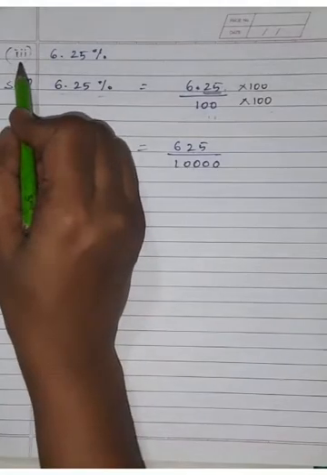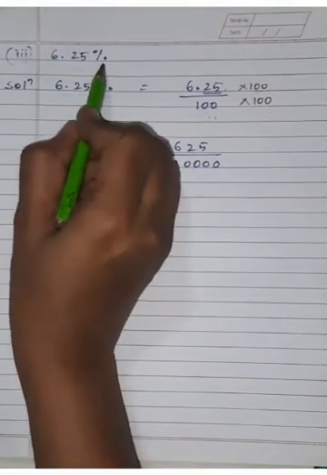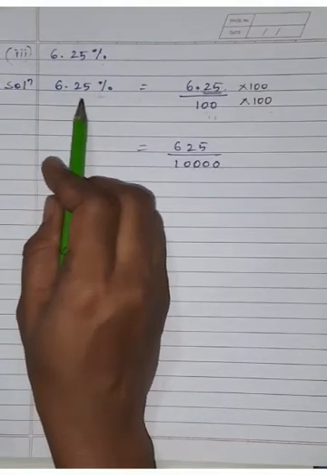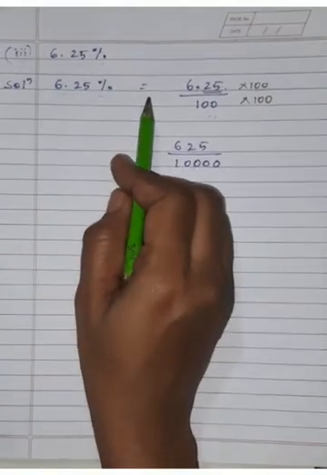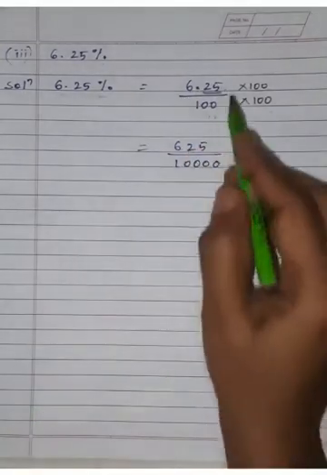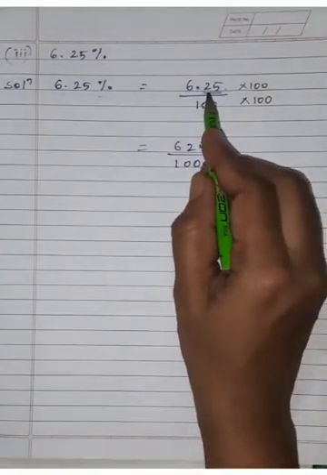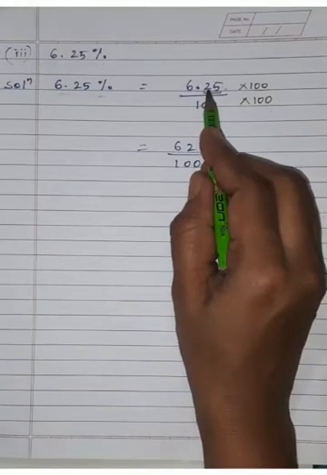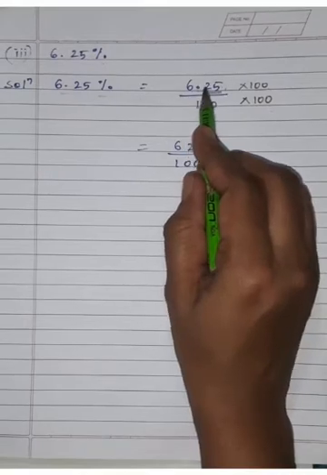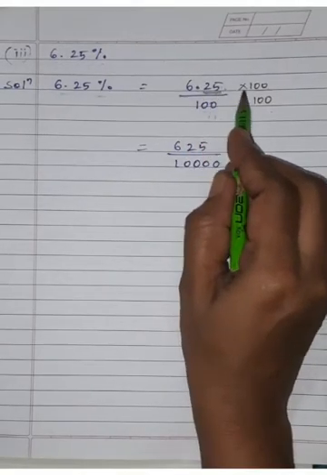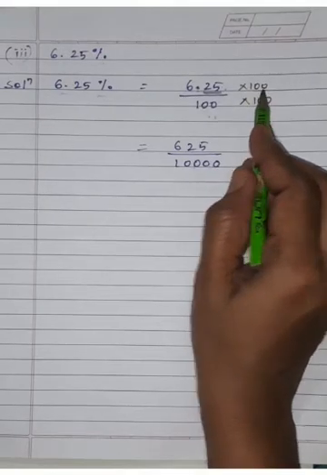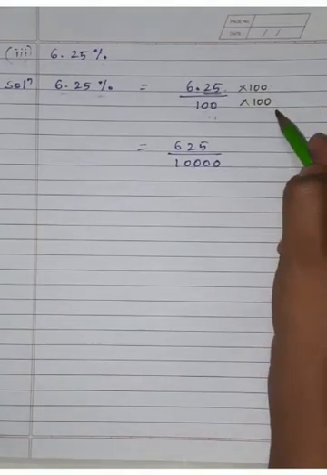Now children, our third sub question is 6.25 percentage. We have to convert it to its lowest term. So we will write the solution as 6.25 percentage is equal to 6.25 upon 100. Okay. Now here you can see, I have underlined this 25 after the decimal point. That means, children, after the decimal point we have two digits. So in order to remove the decimal point, we have to multiply with 100, both the numerator as well as the denominator.